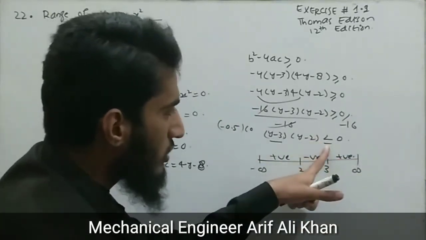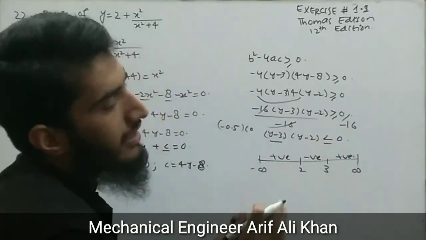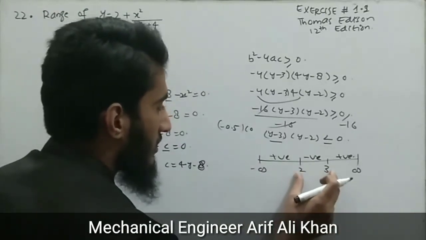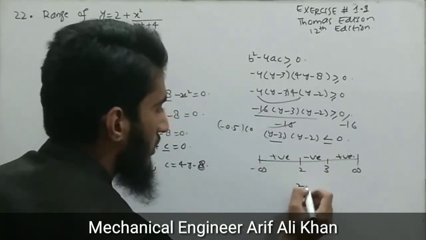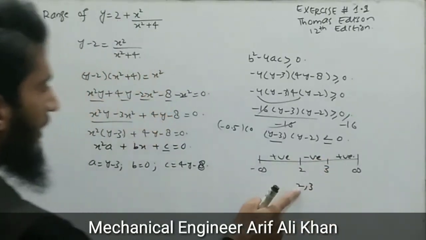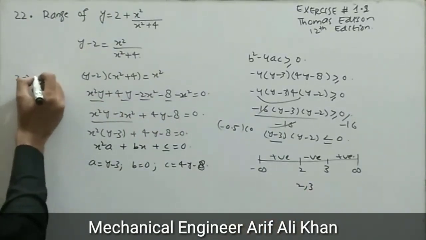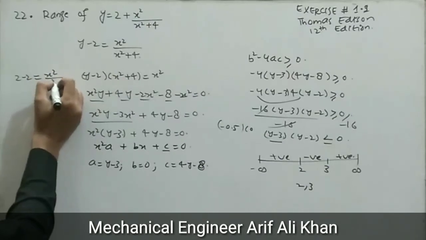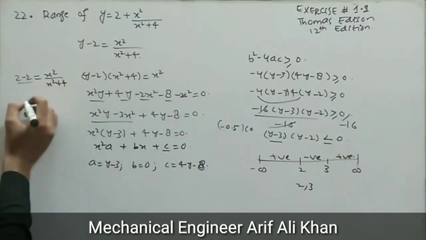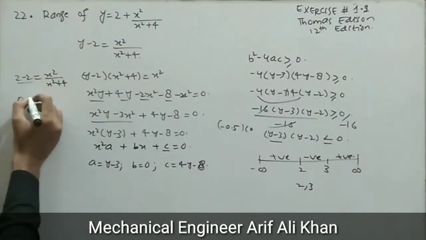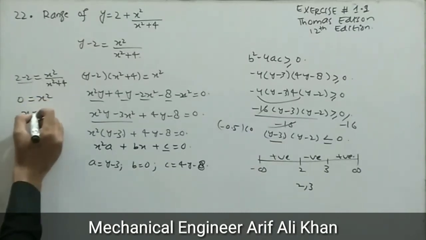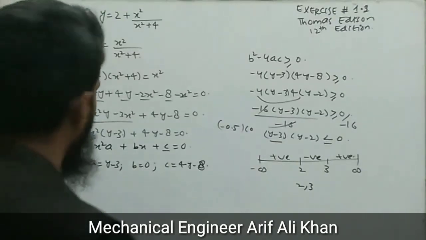My inequality is less than or equal to 0. It means that it will take the negative answer. So the result will be from 2 to 3. So remember, the value of y is between 2 and 3. By putting 2 over here, it becomes 2 minus 2 equal to x square divided by x square plus 4. So 2 minus 2 gives us 0, and multiplying by x square plus 4 gives us 0. So 0 is equal to x square, so x is equal to 0. This is the valid answer.